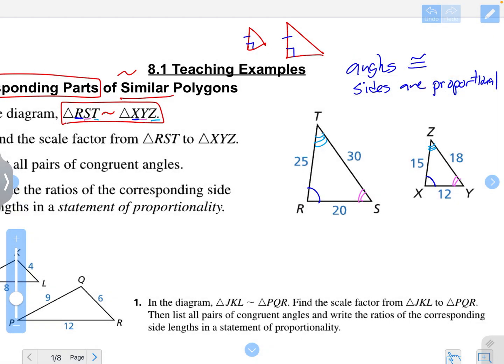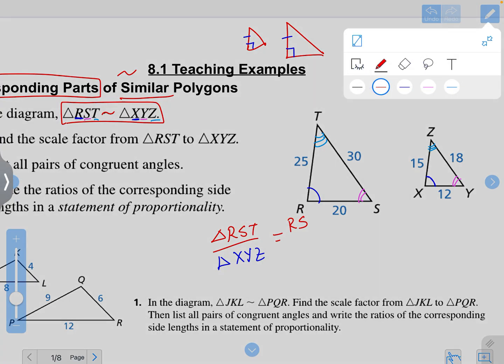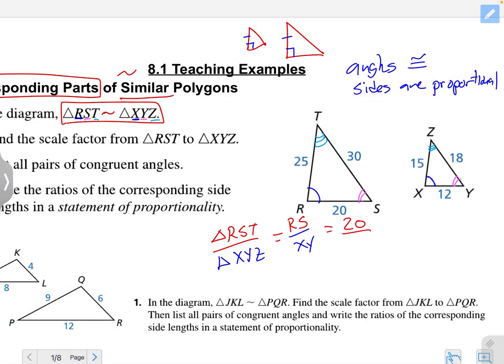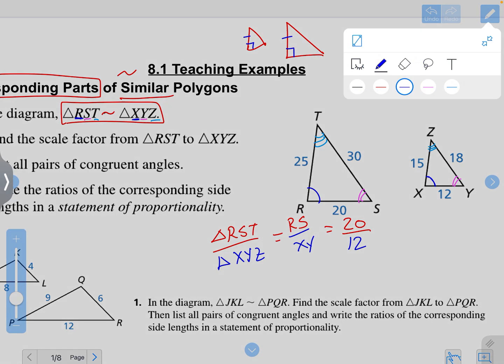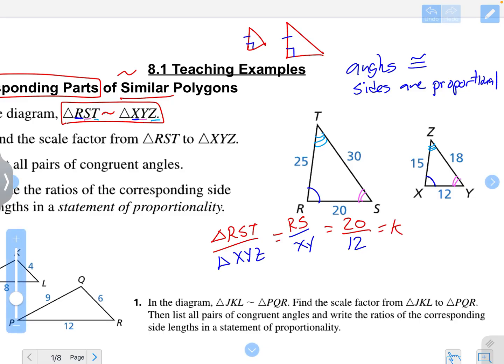So I'm going to put triangle RST on top, and then triangle XYZ on bottom. The first thing I'm going to do is look at sides RS over XY. I know that RS equals 20, and I know that XY is 12. So this right here is our scale factor or our ratio. Now we also want to simplify this, so I can divide both by 2, and we get 10 over 6, and I can divide again. That's a 6, I don't know why I wrote a 2. And we get 5 over 3.